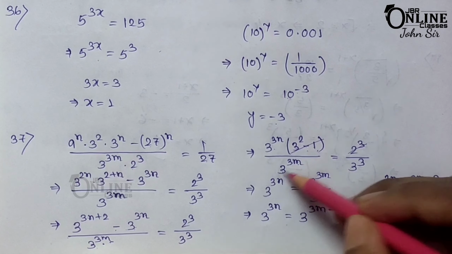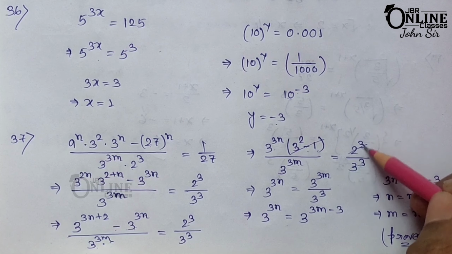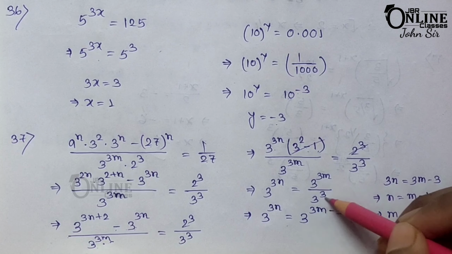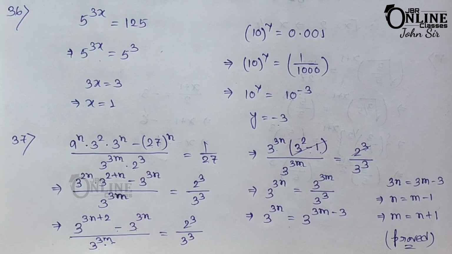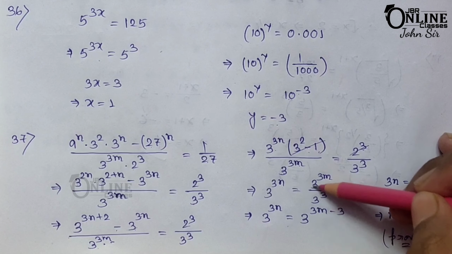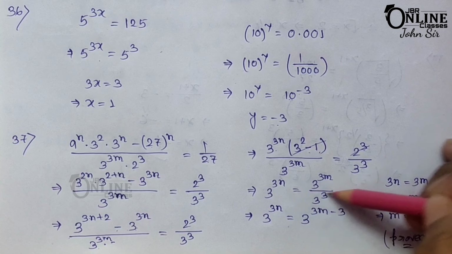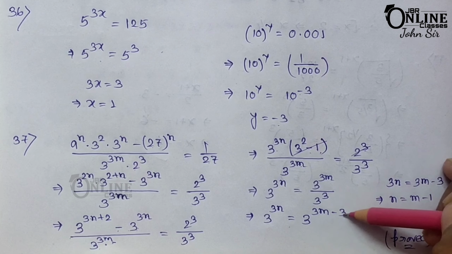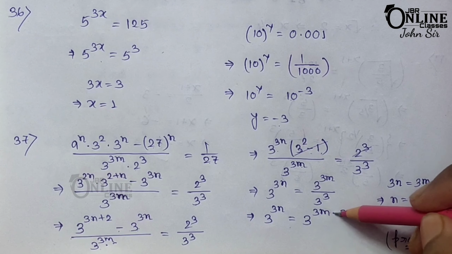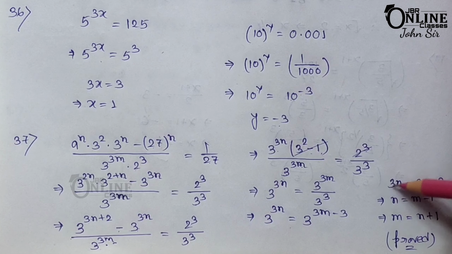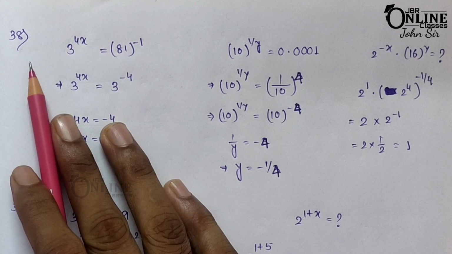Okay. Now 3 to the power 3m multiplied with this 1, so 3 to the power 3m by 3 to the power 3. And on the left hand side you have 3 to the power 3n. As the bases are the same, the powers will be subtracted as it is division. So 3m minus 3. Now by comparing both sides, 3n equals 3m minus 3. Then 3 cancels out from both sides, n equals m minus 1, and from that m equals n plus 1. So it's proved.